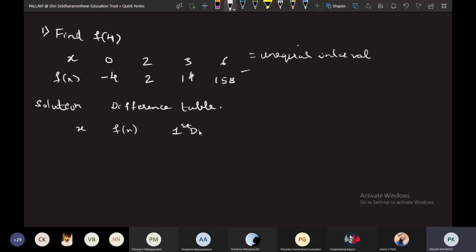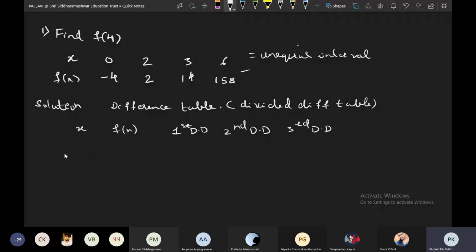First difference. Second. What is the meaning of this dd? Divided difference. Okay, it is the divided difference table. In short, we write it as dd.